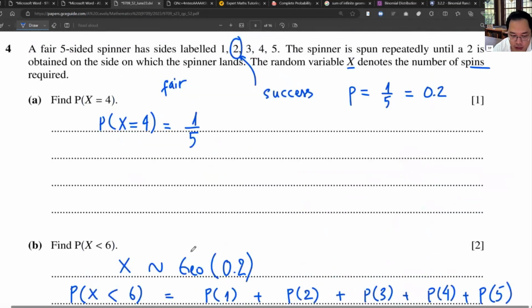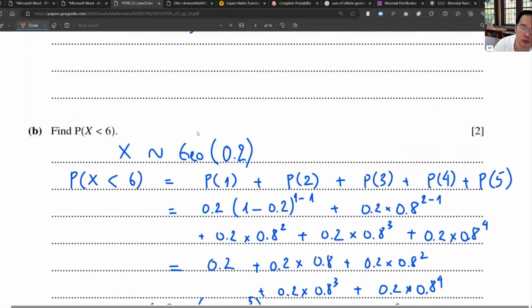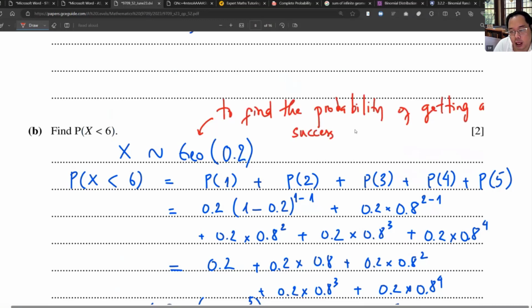Following a geometric distribution. Again, I'd like to emphasize that this geometric distribution is used to describe and calculate the probability of getting a success at the nth trial, and the number of trials is unlimited. It can be a huge number, a million times.